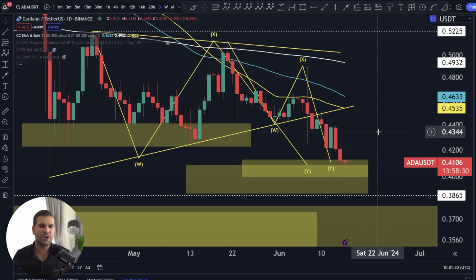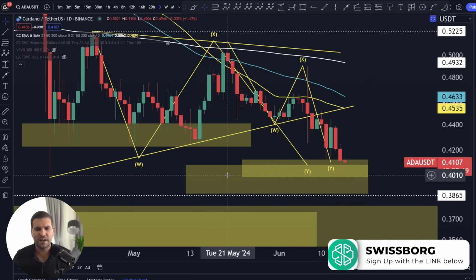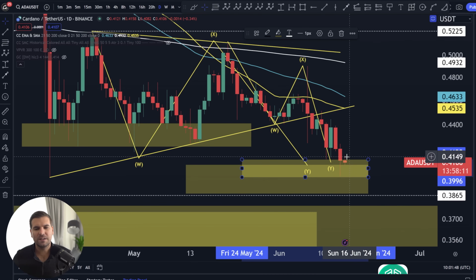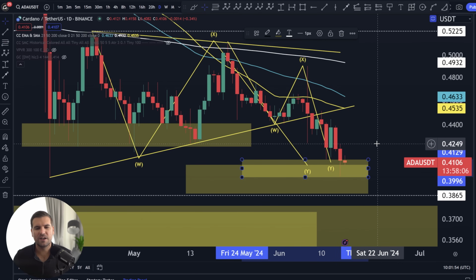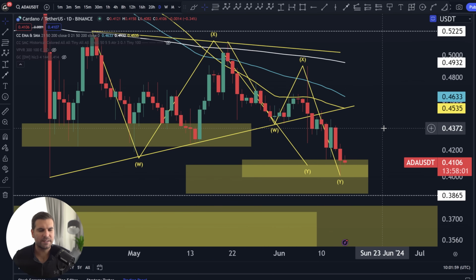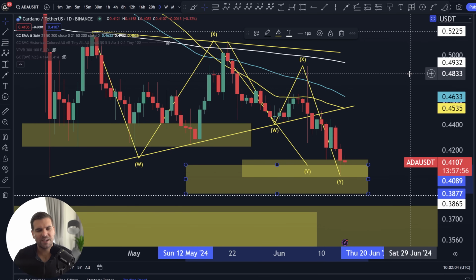Let's kick things off with this chart right here. This is Cardano's ADA paired up with USDT on the 1-day Binance chart. Now, as we were predicting, we were looking for moves to the downside. We were targeting anywhere between 39.96 and 41.29 cents. And yesterday we saw a move down to 40 cents exactly, indicating that our targeted range has been hit. However, there is still a possibility for further slippage to the downside for Cardano, where we do see the idea of moving more towards 38.77 and 40.89.